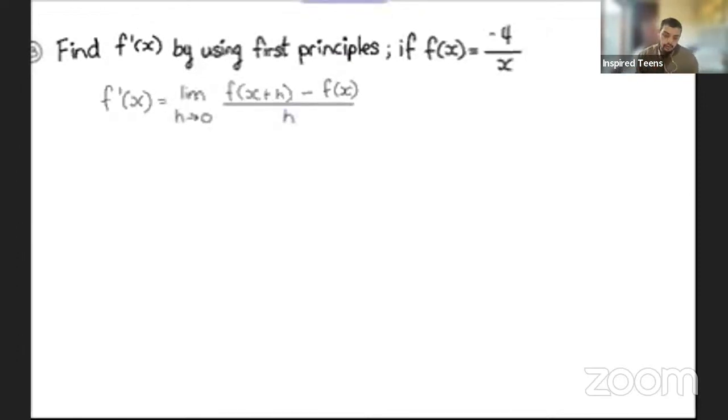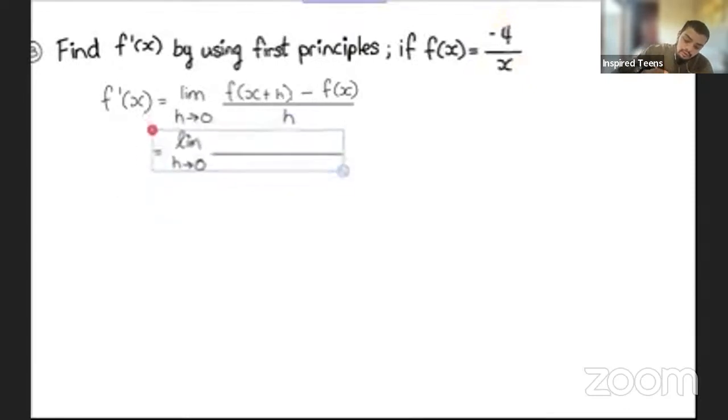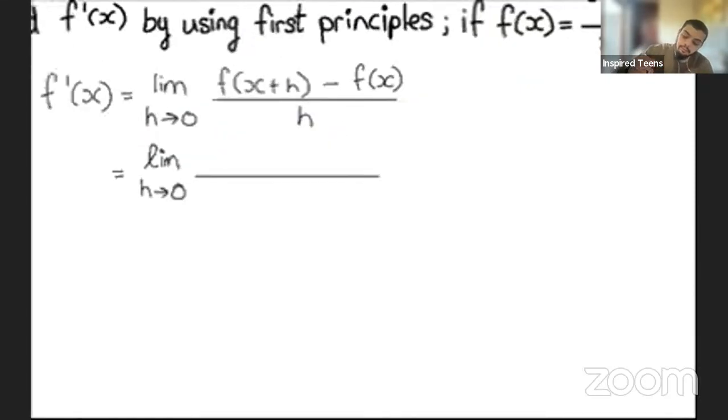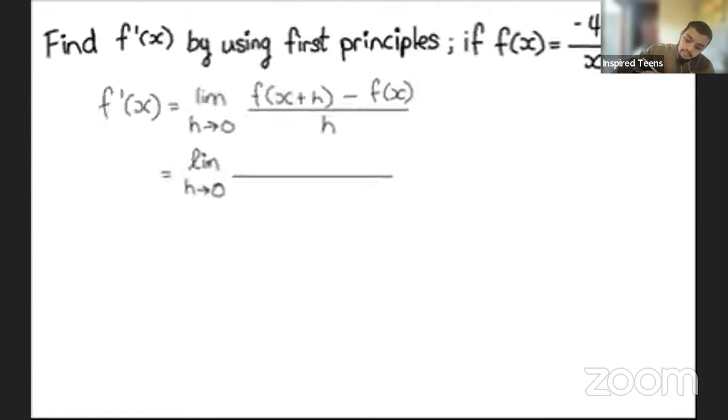So we have this formula, and this is the function negative 4 over x. Okay, this is slightly more complicated. That's how I'm going to do it. I'm going to solve it in one step. So this is going to become negative 4 over x plus h, because that's what f of x plus h is. Wherever x is, we put x plus h, minus f of x, minus 4 over x.